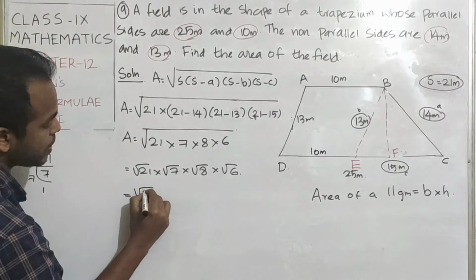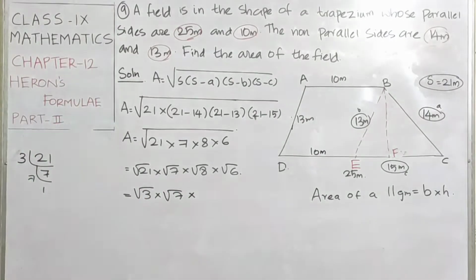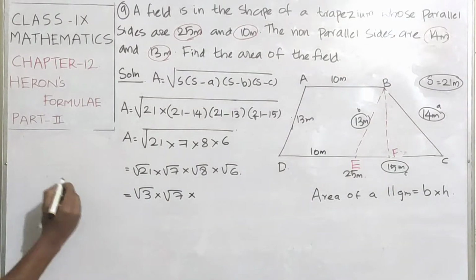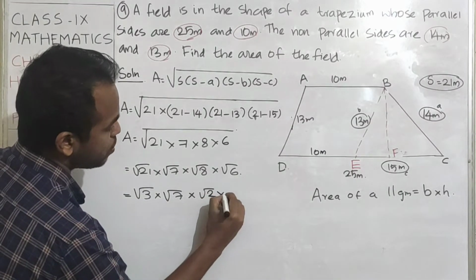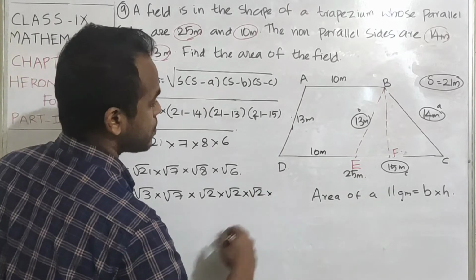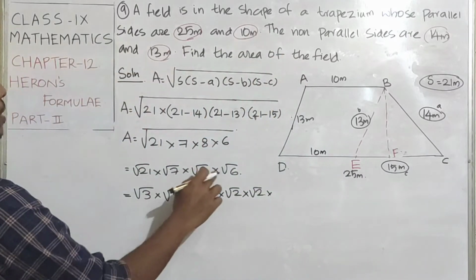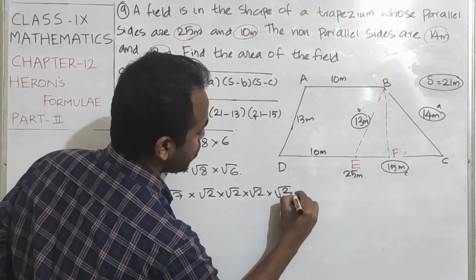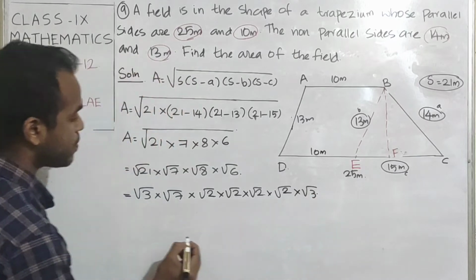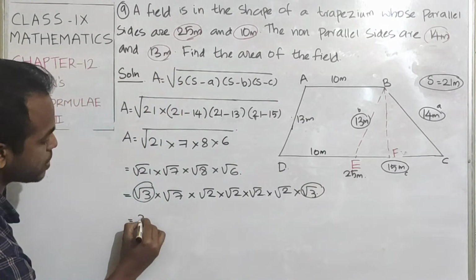So root 21 is root 3 into root 7. How will you factorize root 8? Root of 8 can be written as root 2 into root 2 into root 2. Then we use this one later. So don't forget, root 6 can be written as root 2 into root 3. Now let's find some pairs. Root 3 and root 3 come together to form 3.